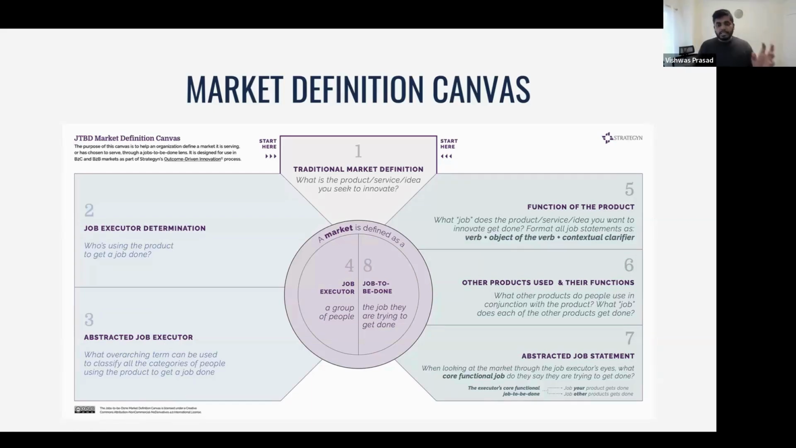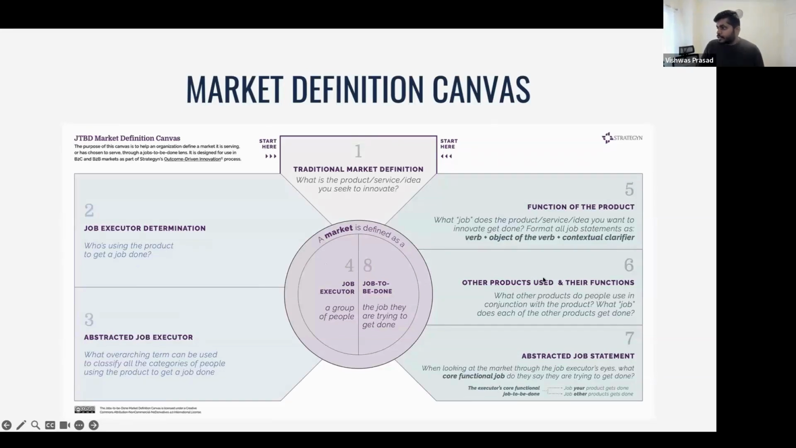So that you can look at what step you are doing really well, what step you can improve, and where the gaps are. That is entirely on the job executor side of things.